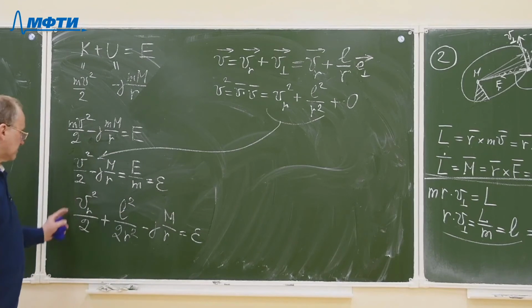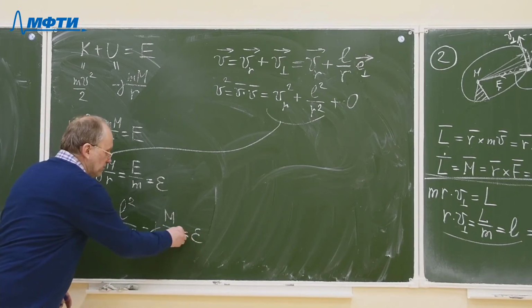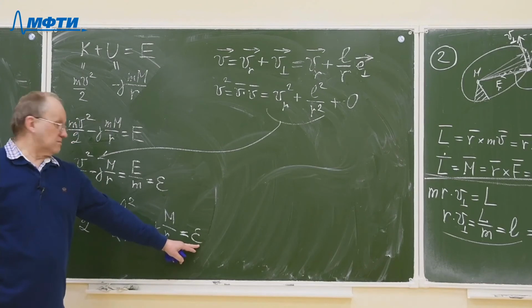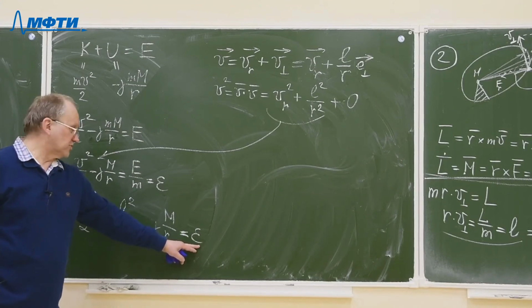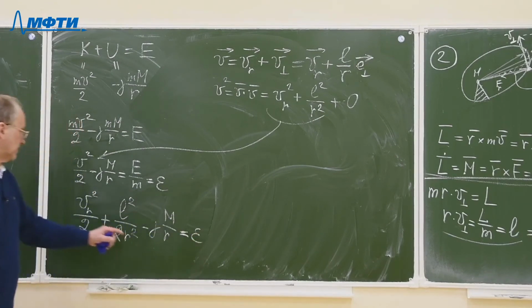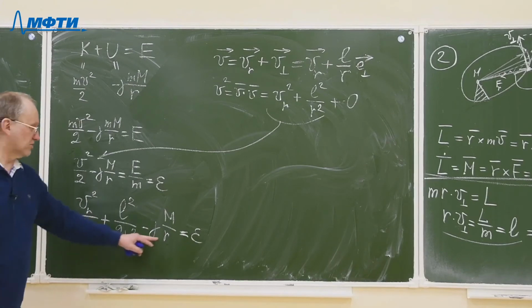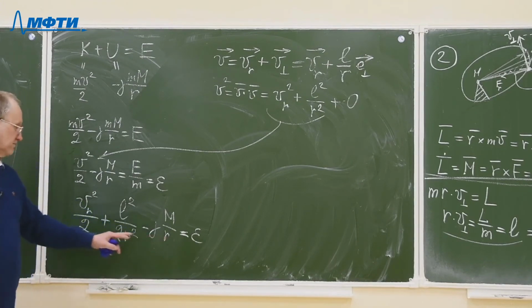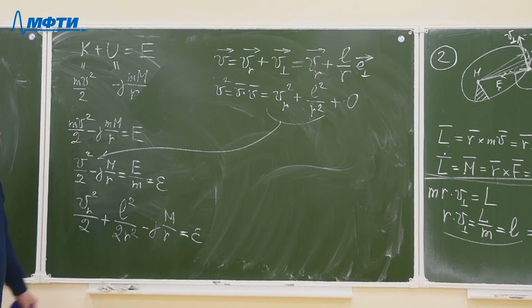And all this is constant because this epsilon is constant due to the law of conservation of energy. This is a constant. So from this equation, I can find the velocity as a function of distance to the star. The velocity of the planet as a function of distance to the sun. So this term is, I remind you, the kinetic energy per unit mass. Why per unit mass? Because I have divided all this equation by mass. So this is the kinetic energy of the planet per unit mass.